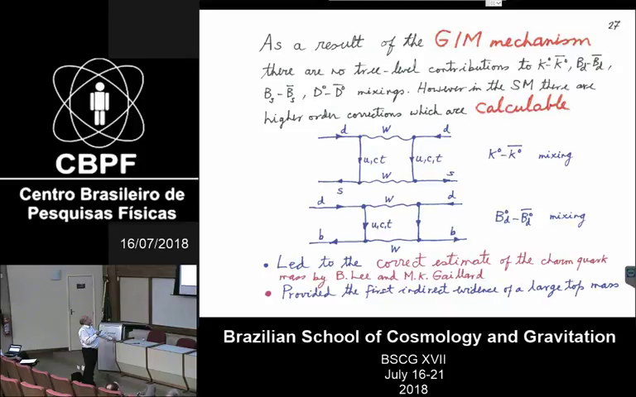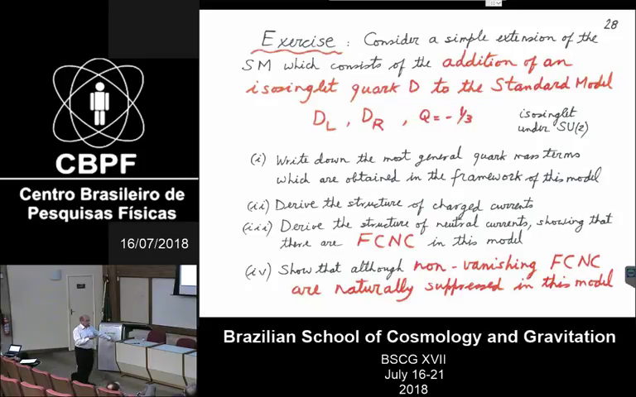Okay, these are the diagrams that lead to the same phenomenon that is forbidden at tree level, the DS coupling, but in a box diagram you have K0, K0 bar mixing, BD, BD bar mixing. And this even led, with a diagram like this without the top, because at the time we had not discovered the top, to the correct estimate of the charm quark mass by Ben Lee and Mary Gaillard. That was an incredible thing, the prediction. And soon after, the charm was discovered.